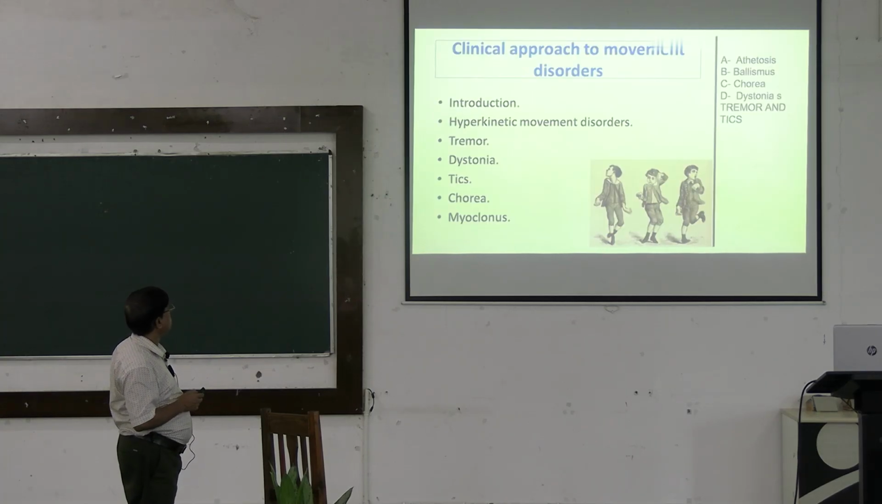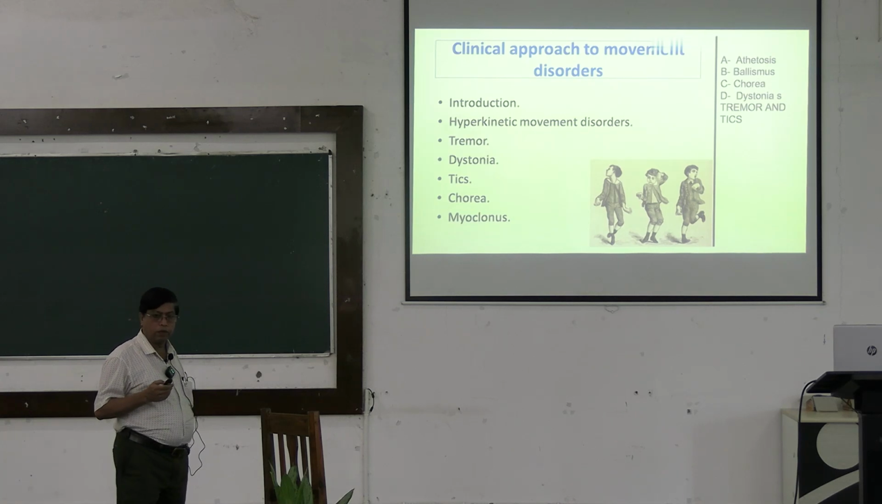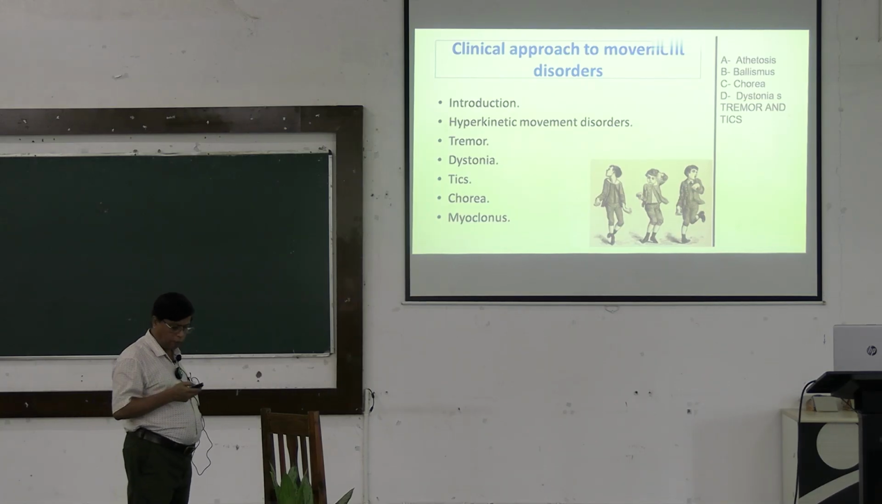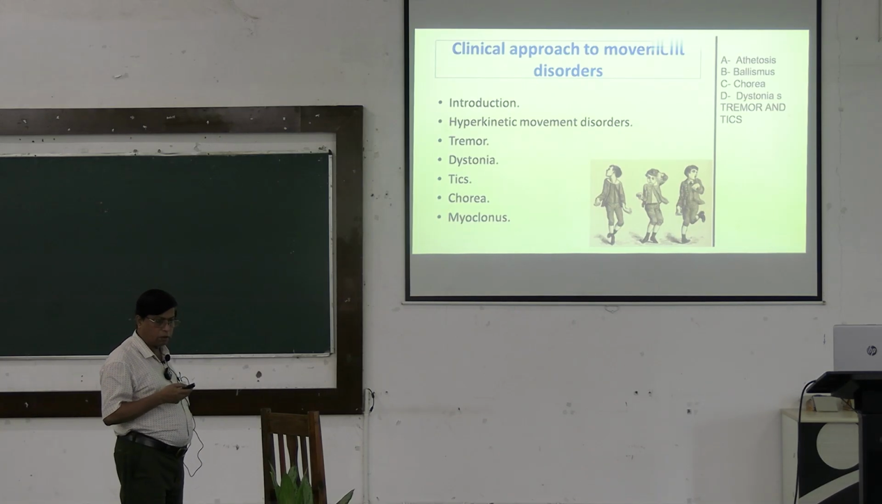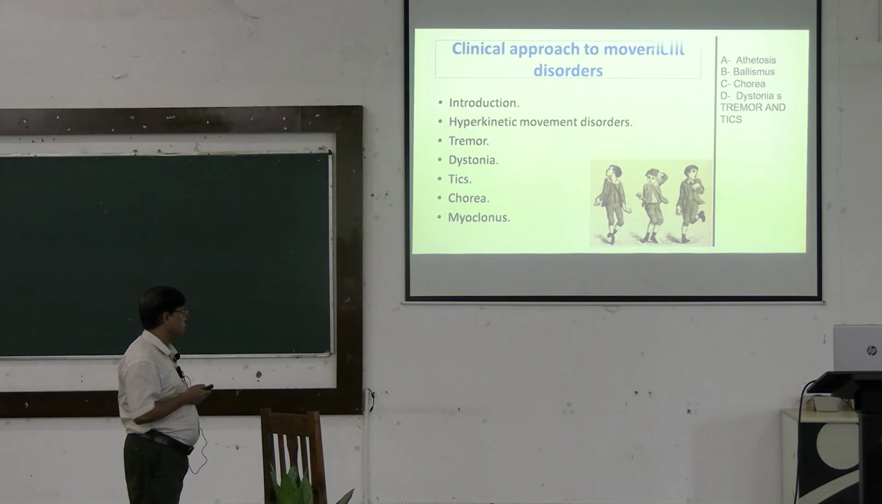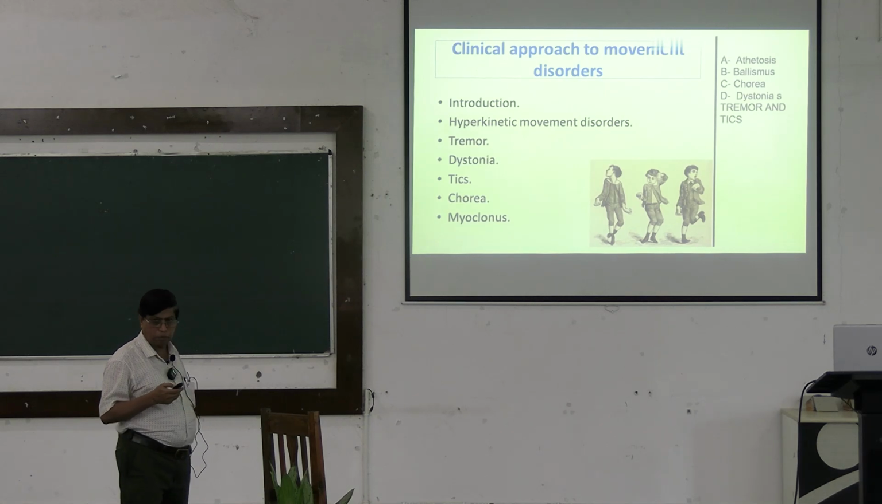Now, clinical approach to the movement disorder. There are several movement disorders, particularly hyperkinetic disorders. We will come to the Parkinsonism at the end, but before that we will discuss the hyperkinetic disorders. Examples are tremor, dystonia, tics, chorea, myoclonus, etc. Most important of these you will have to learn in a little detail, because sometimes in your exam it comes as a short note.